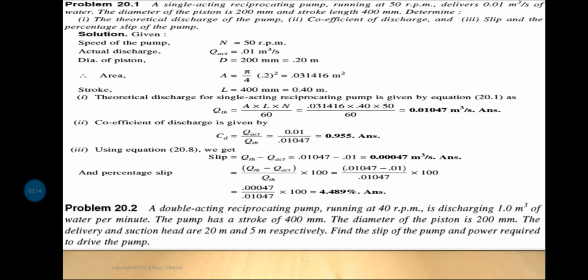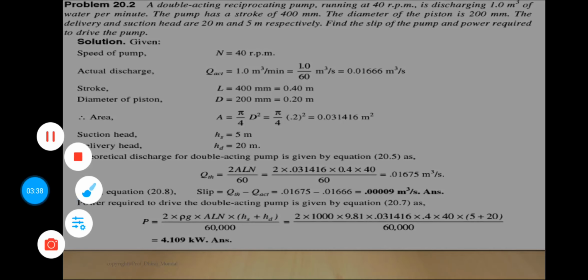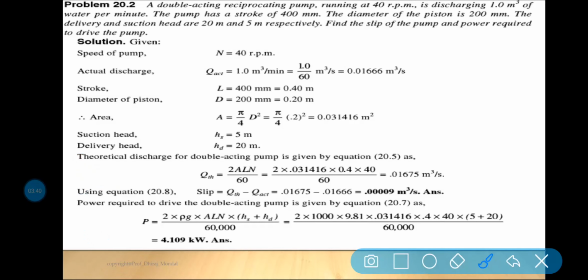Next problem. A double acting reciprocating pump running at 400 rpm is discharging 1 meter cube of water per minute. This is your actual, rpm given. The pump has a stroke length given, diameter of the piston given, and the delivery and suction head also given respectively. Find the slip of the pump and power required. Very easy problem. Same process, only here you have to calculate power extra.